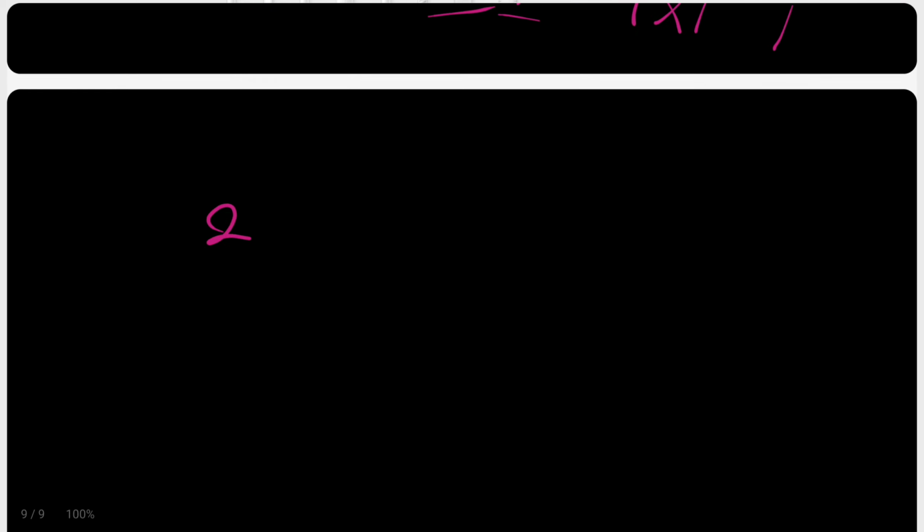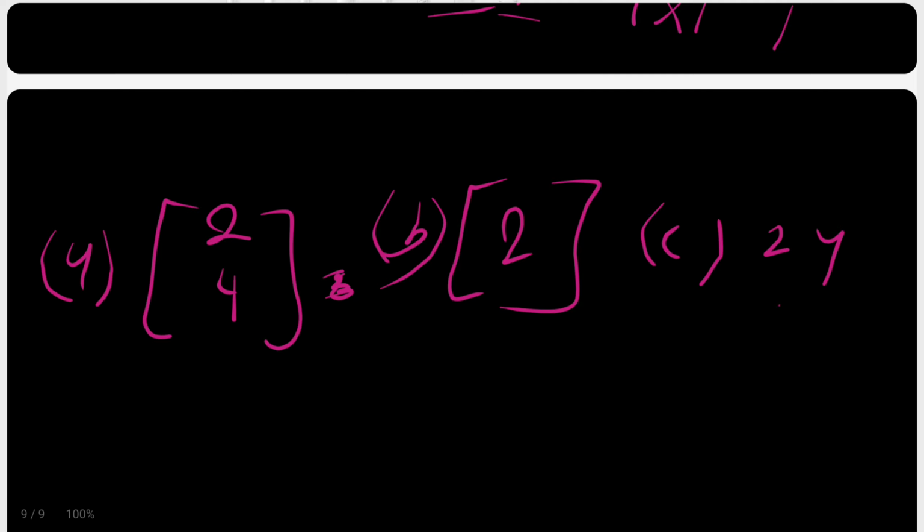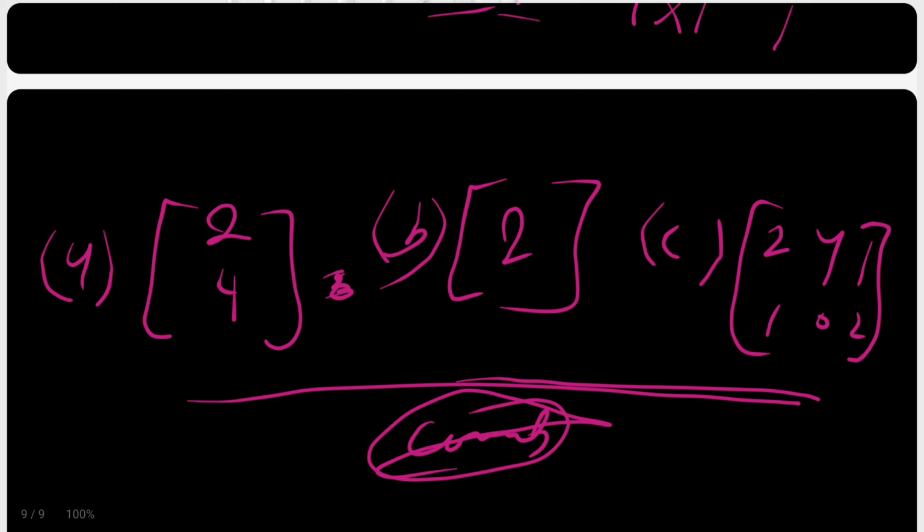Like that, if I ask you, is it a square matrix? This is A, this is B, and this is C. Among these three, which is a square matrix? Comment this answer. Comment to me which is a square matrix: A, B or C.